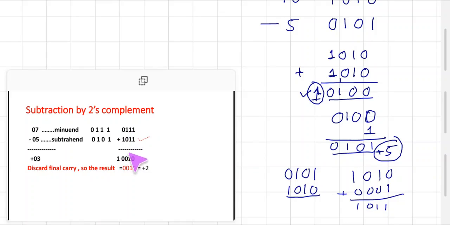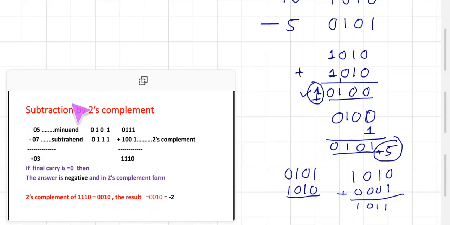So now in this case we have got the carry 1. In the 2's complement method we have to discard the carry, and the remaining is the result, that is 0010. So here plus 2 is the result. So for 7 minus 5, the result is plus 2. We have got it this way. So this way the 2's complement method can be used for subtraction of binary numbers also.